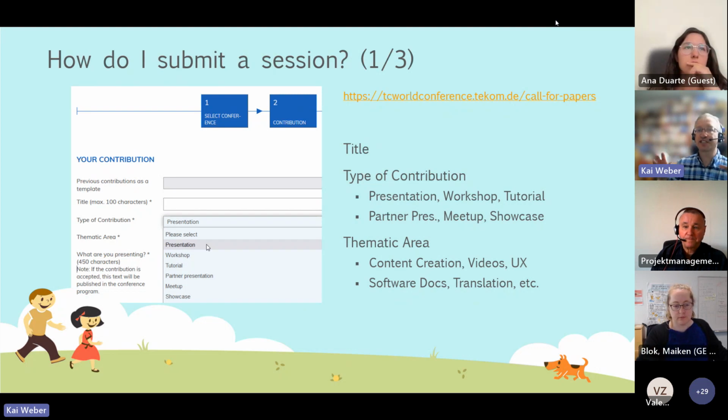Usually a partner presentation has, say, a technical communication provider plus a client from the industry. That's the usual setup. This is why that particular type of contribution, a partner presentation, was invented. But again, if you can't make up your mind, select presentation. And if we then see, oh, this is a partner presentation, we'll just change it. But it will not count against you. We'll just make it work wherever it fits.